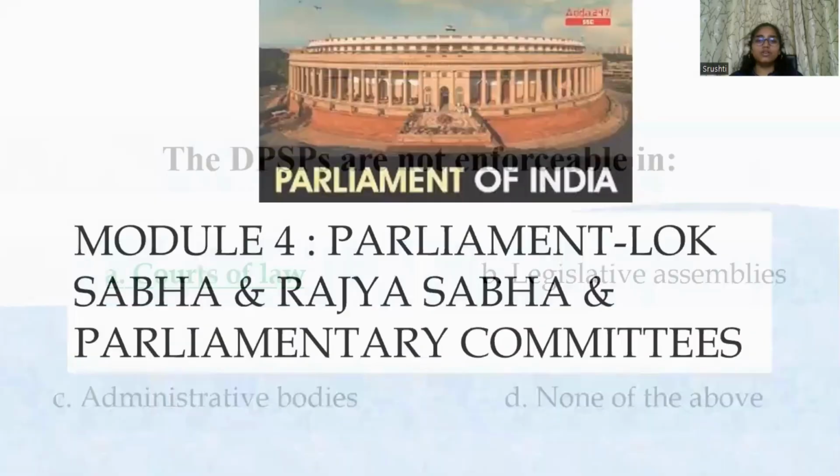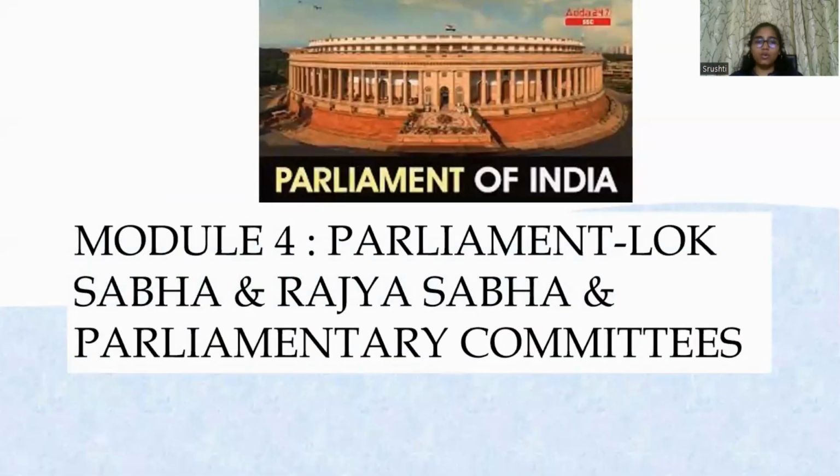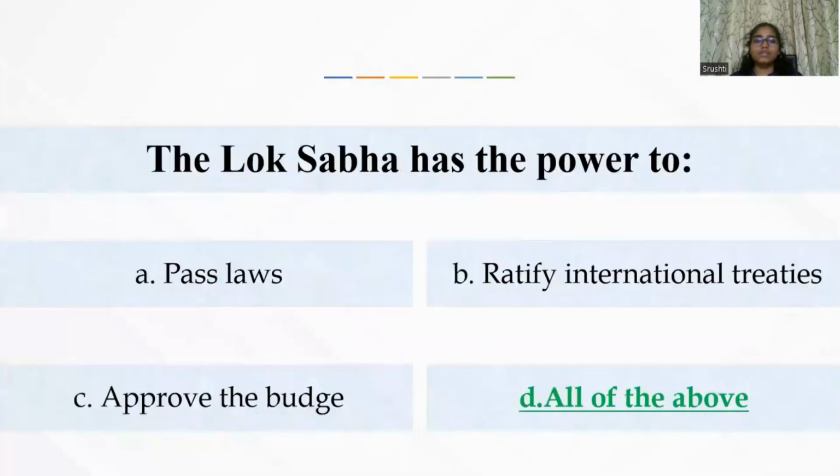Module 4, the topic are Parliament, Lok Sabha, and Rajya Sabha, and Parliament committees. The first question of Module 4 is, the Lok Sabha has the power to option A, pass laws, option B, ratify international treaties, option C, approve the budget, and option D, all of the above. The correct answer to this question is option D, all of the above. That is, pass laws, ratify international treaties, and approve the budget.